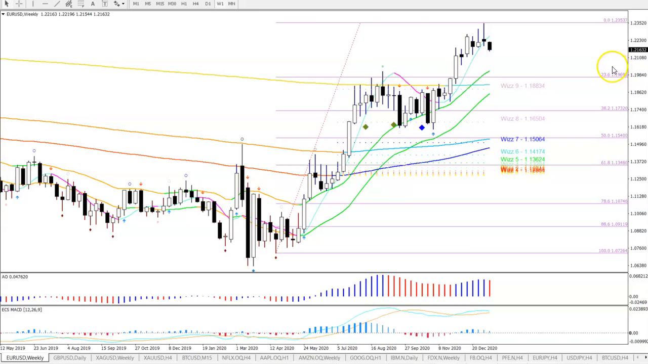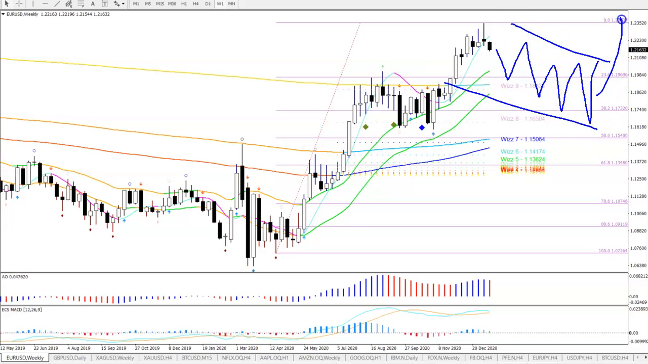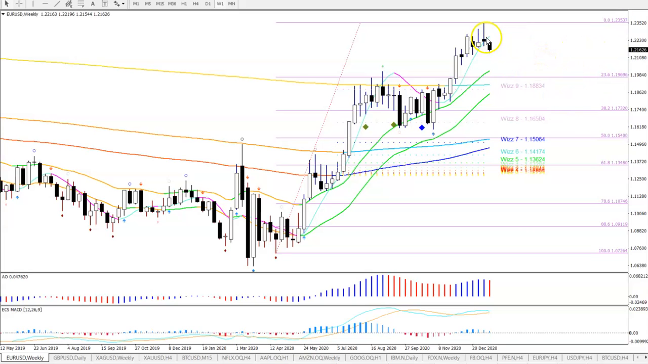Now, waves 4 are also typically choppy and corrective, and they could be quite long. So it might be that we get a couple of weeks or maybe even months where price kind of goes sideways like that and then moves up. So maybe it could last the whole first quarter, for instance. That's a possibility. It's a little bit too soon to say. I mean, we're just starting.